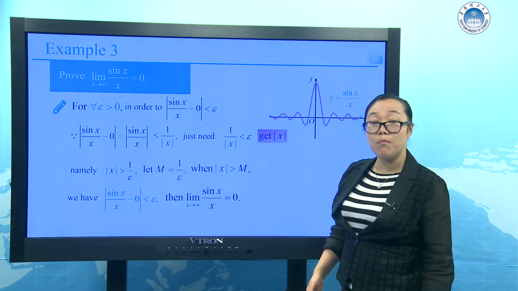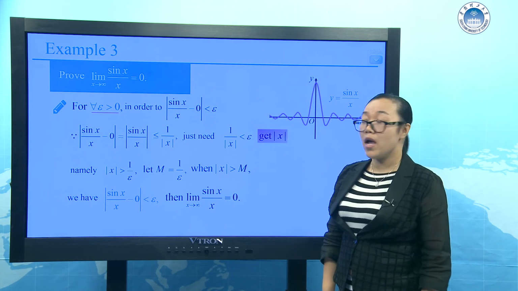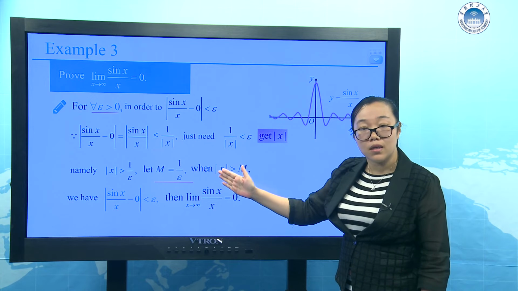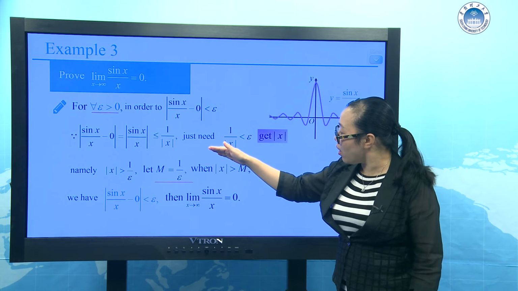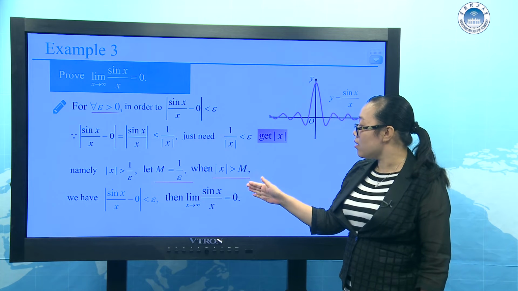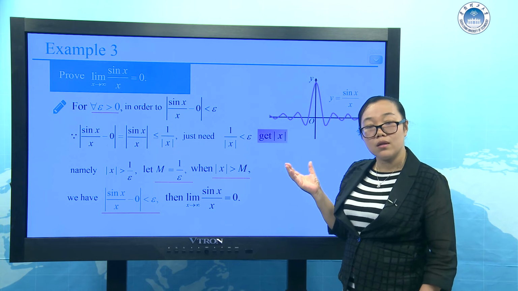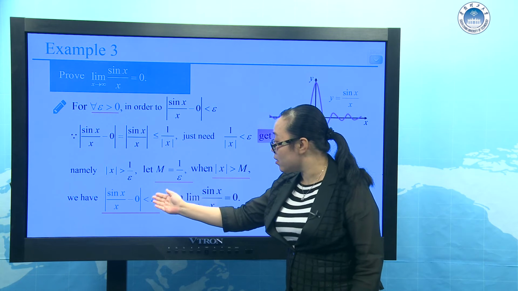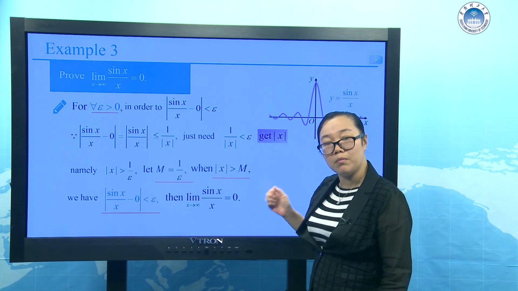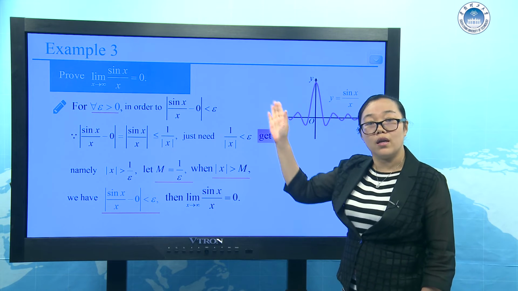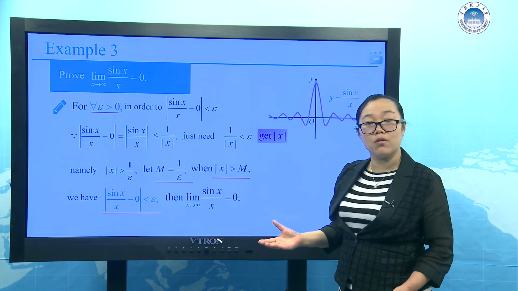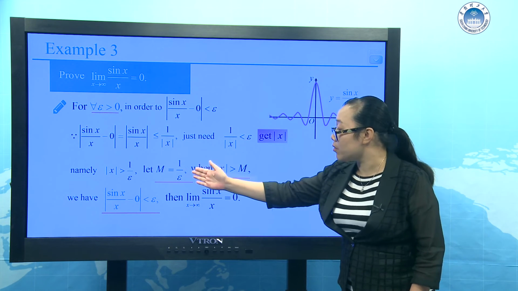Pay attention to our mathematical language. For every epsilon greater than 0, we can find, means there exists, capital M equals 1 over epsilon. If the absolute value of x is greater than capital M, we can find it. At this time, the absolute value of f(x) minus L is less than epsilon. We have the limit. So the limit is proved. Try to understand in the mathematical meaning how to find it, the capital M.